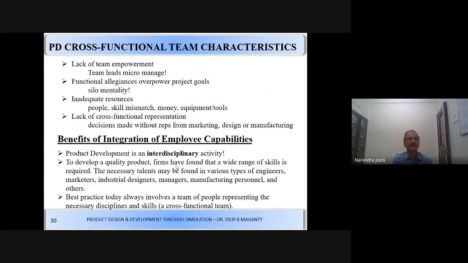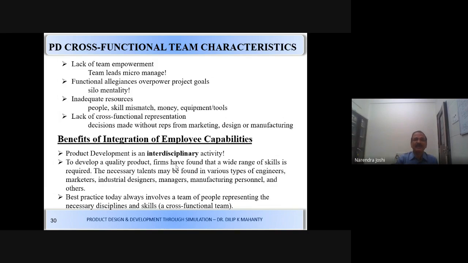Inadequate resources: people, skill mismatch, money, equipment, tools. I want to design something great with the software in a CAD and CAE environment. Do I have the required people who have the required skill? No. Then lack of cross-functional representation. Decisions made without representatives from marketing, design, manufacturing is very risky. I cannot be a good product developer unless I have a good team of all these things.